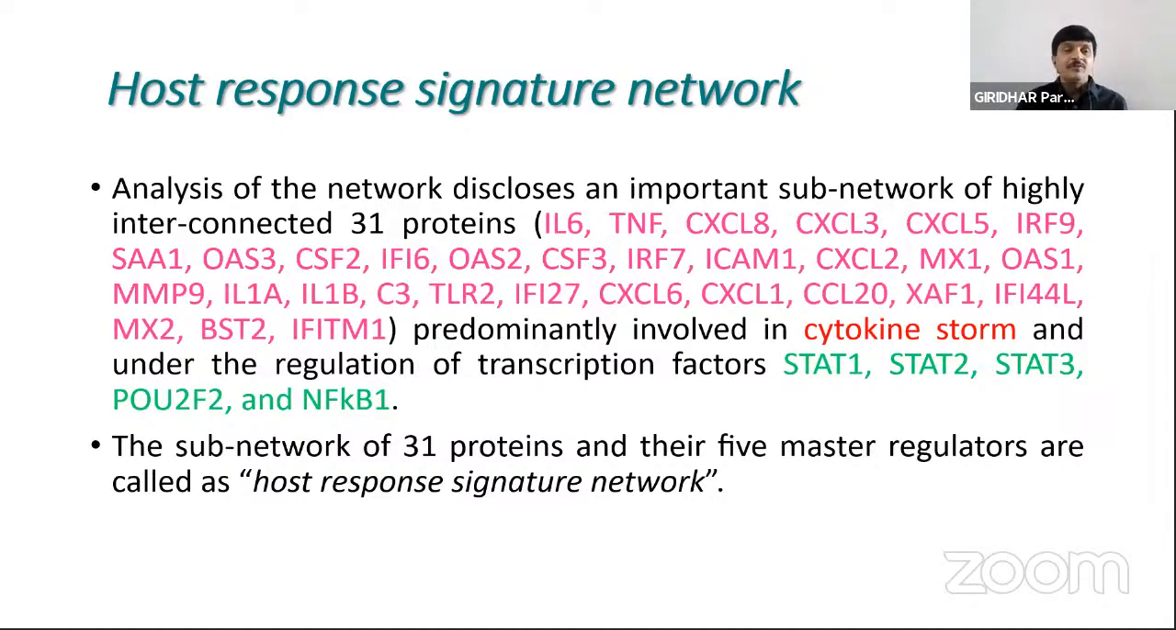For example, if you go for the analysis of any network, it discloses an important subnetwork of highly interconnected 31 proteins. Whenever a virus particle or a microbial pathogen attacks the human body, the immunity mechanism gets triggered to get rid of these extraneous particles. So in our immune system, the various inflammatory markers get triggered during this cascade of events, like interleukins, TNF alpha markers, toll-like receptor molecules. So altogether 31 proteins are identified as involved in this system.